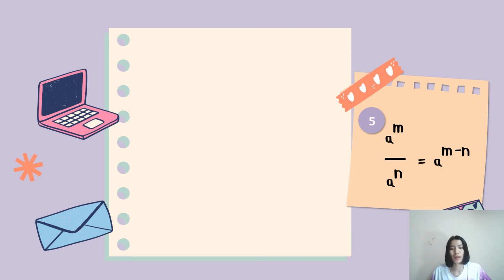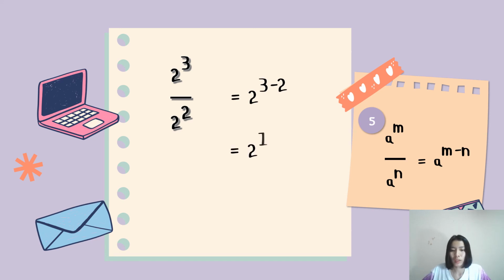Let us have an example. 2 raised to the power of 3 divided by 2 raised to the power of 2. Is this equal to 2 raised to the power of 3 minus 2? So the answer is 2.